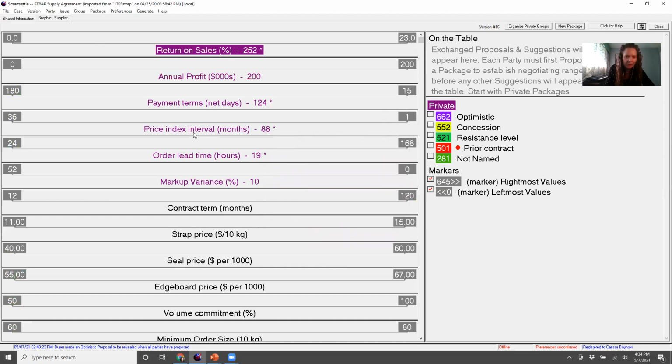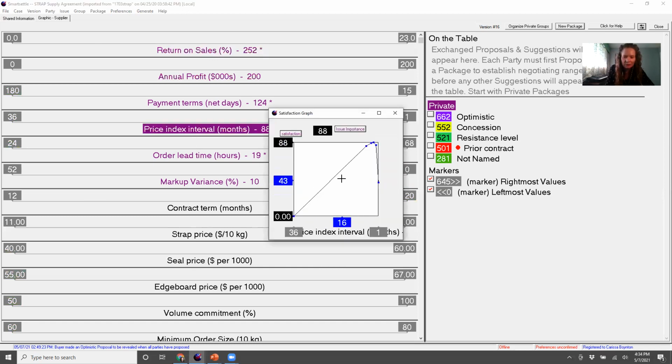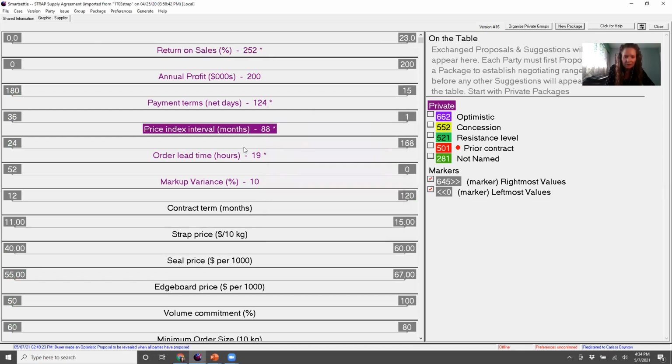If we want to look at another one, if we look at price index interval here, you'll see that the best outcome for supplier on this graph is actually around the 3 to 4 month mark, after which it gets too short. And when it's too long, that is also bad for the supplier. So we're going to close that graph.